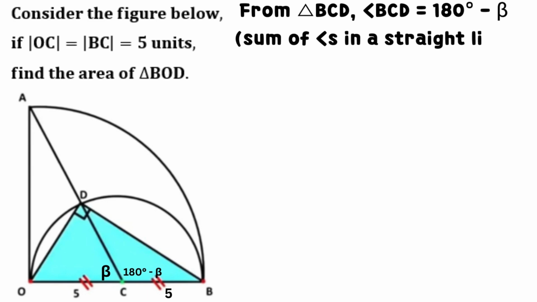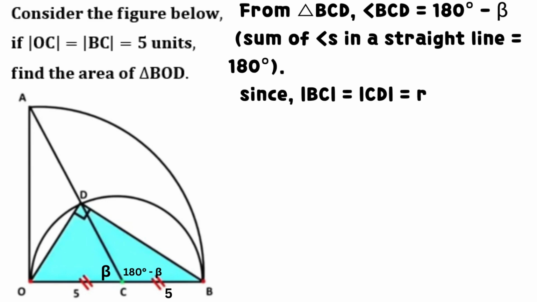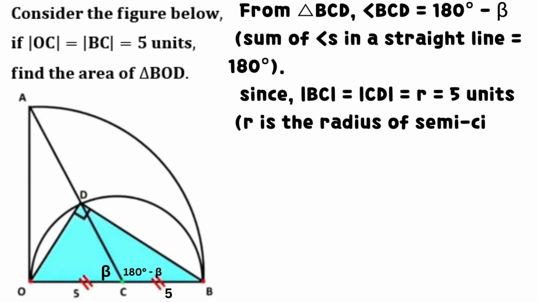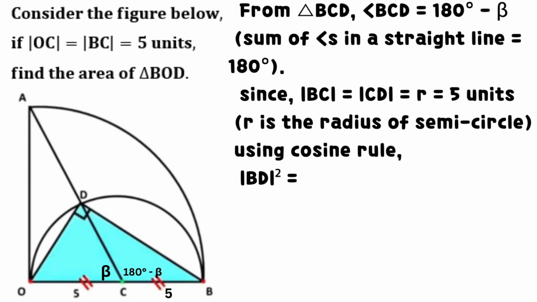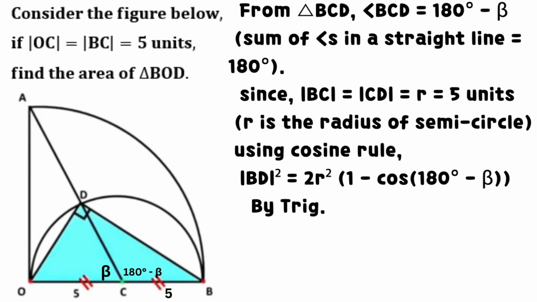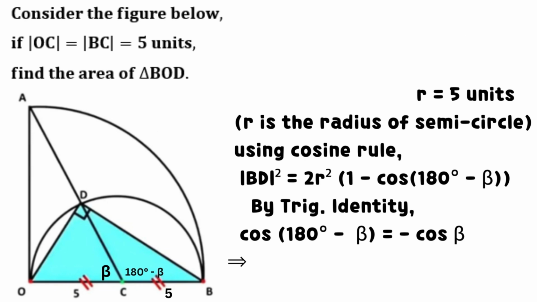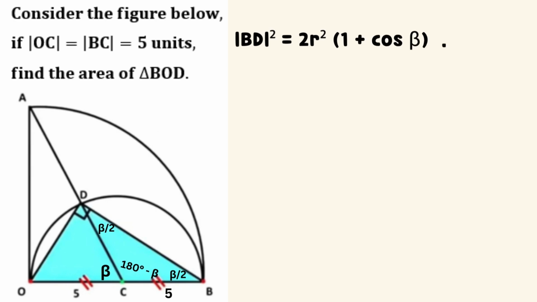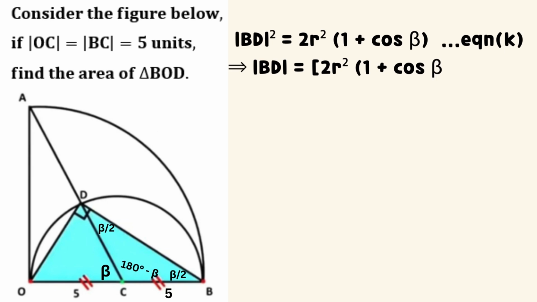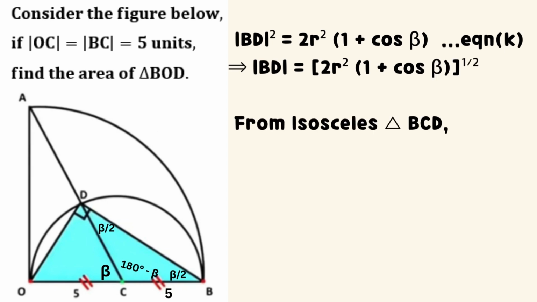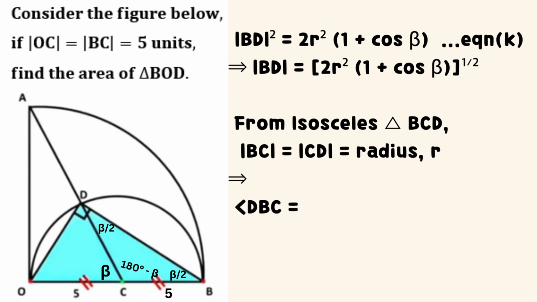From triangle BCD, angle BCD equals 180 degrees minus beta. Since BC equals CD, which equals R, that equals 5 units. Using the cosine rule, the square of line BD equals the product of 2, the square of R, and 1 minus cosine of 180 degrees minus beta. By trigonometric identity, cosine of 180 degrees minus beta equals negative cosine beta. The square of line BD is called equation K. Take the square root of it, as shown on the screen.